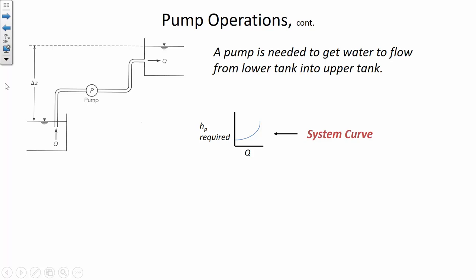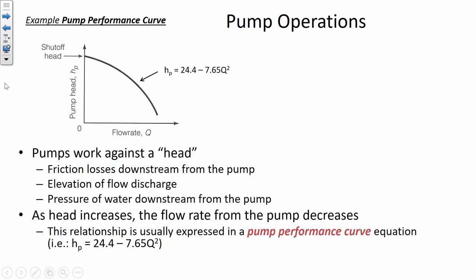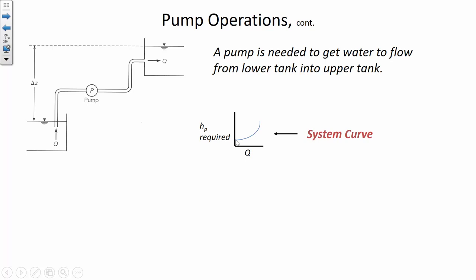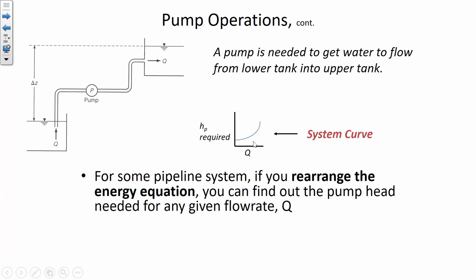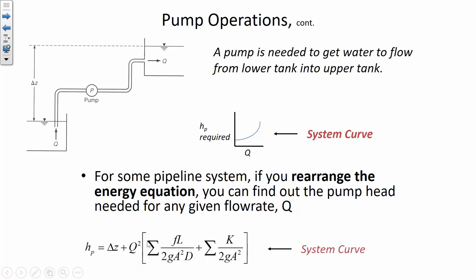Now, this is different from the pump curve that I just showed you. The typical shape of a pump curve is that there's an intercept, and then it slopes downward. That's the pump performance curve. The system curve has an intercept as well, but then the curve goes up, because what this represents is the amount of pump head that's required to achieve a certain flow rate. And the curve gets higher and higher at an increasing rate, because the head losses are increasing as the flow rate goes up by squared power.